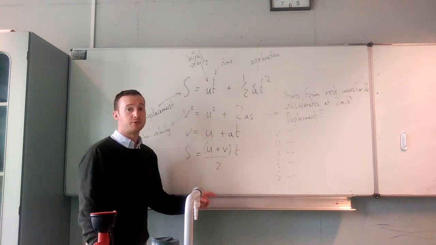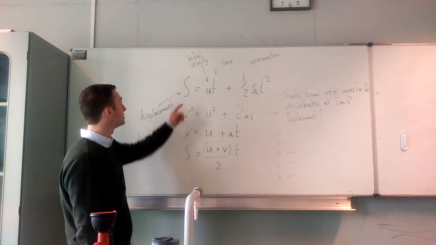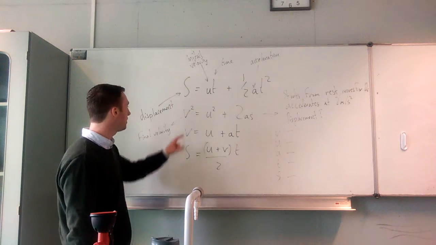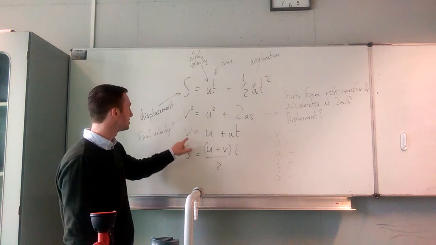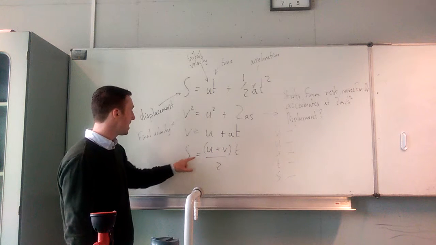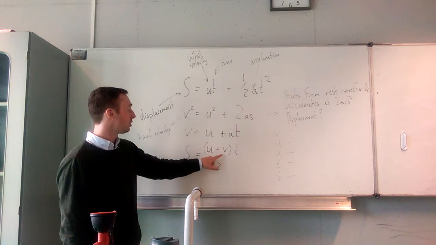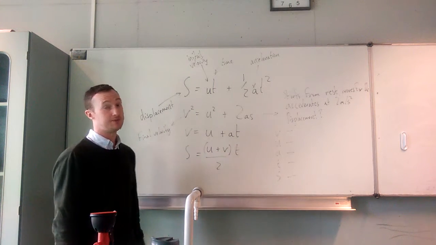These are the equations of motion. These are the four basic ones. S equals ut plus a half at squared. V squared equals u squared plus 2as. V equals u plus at. S equals (v plus u) over 2, times t.